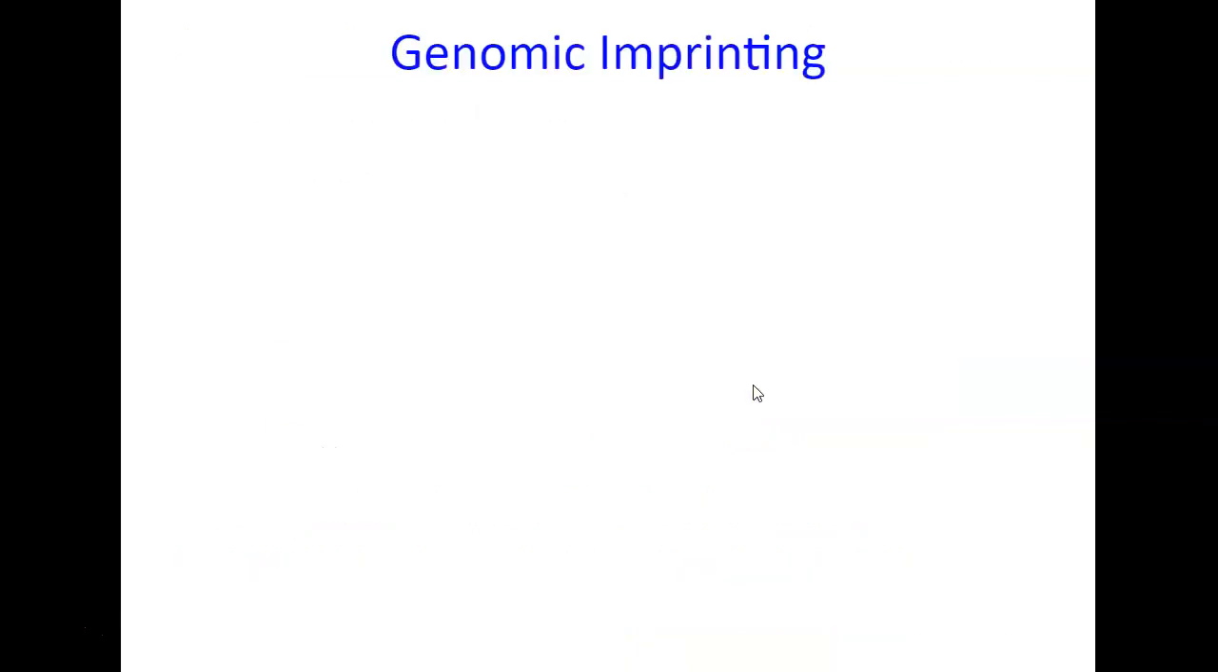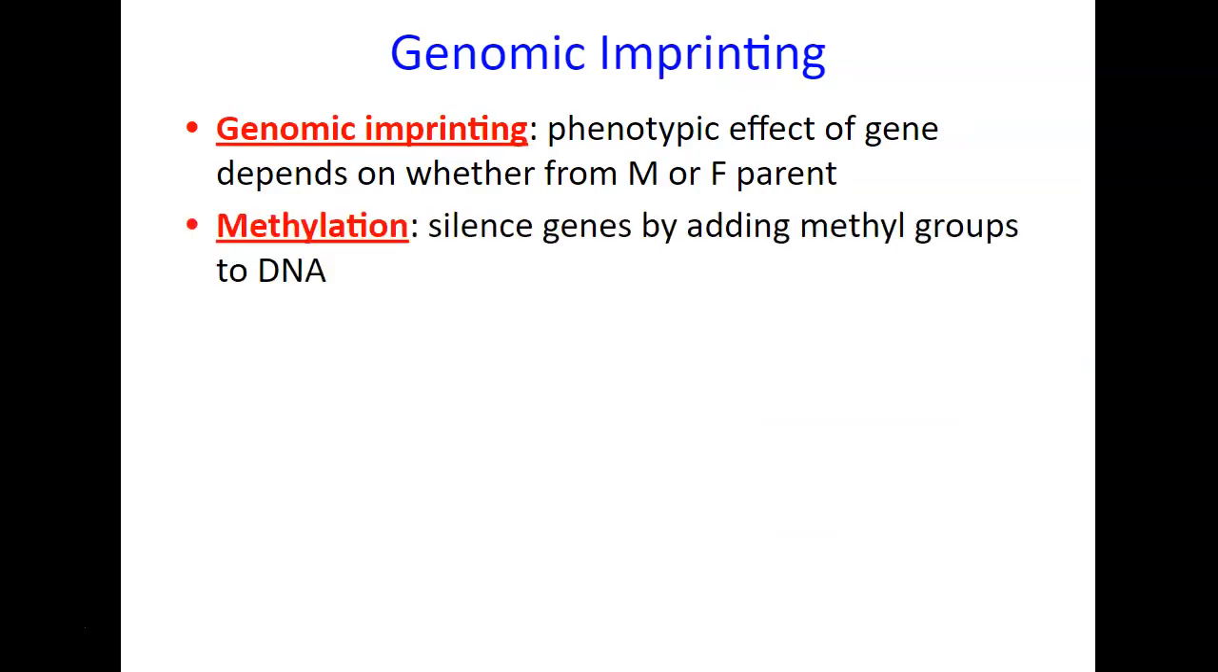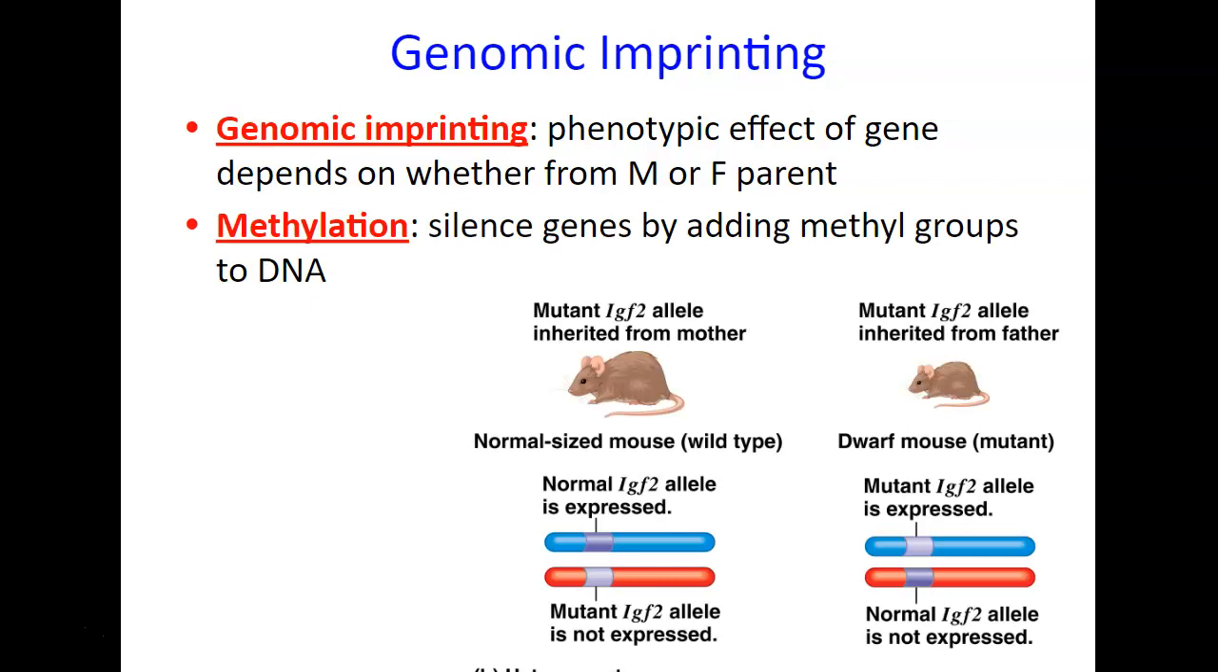Okay, so the last couple slides have a couple other vocabulary words that we'll talk about later also in Unit 6. There's something called genomic imprinting. This is where there is a phenotypic effect of a gene depending on if it came from mom or dad, the male or female parent. There's also this idea of methylation, silencing genes by adding methyl groups.